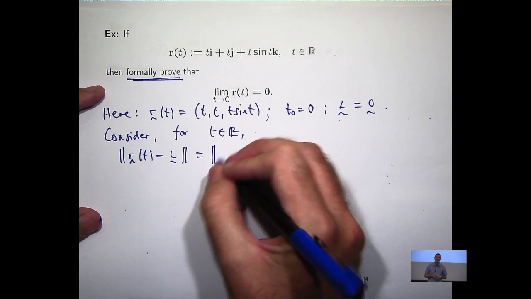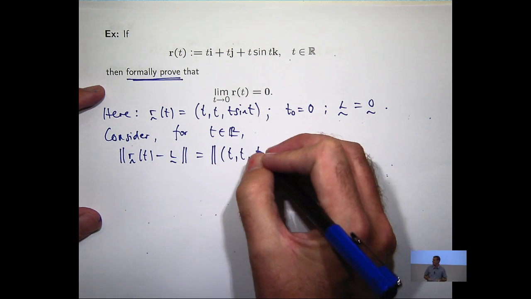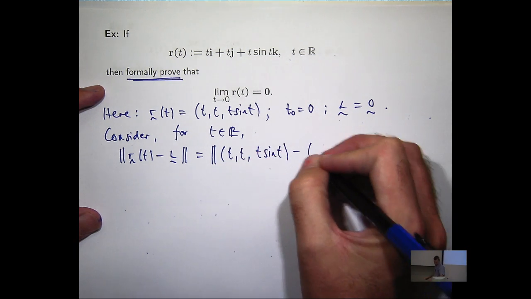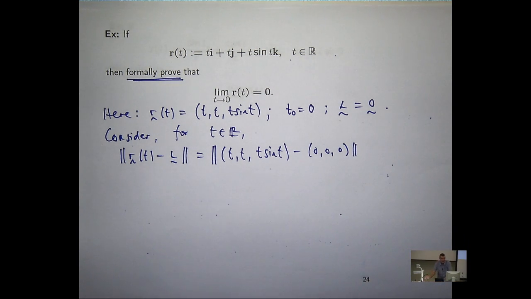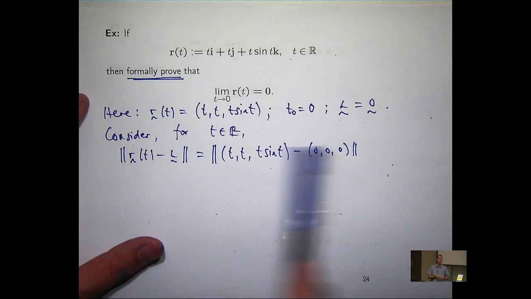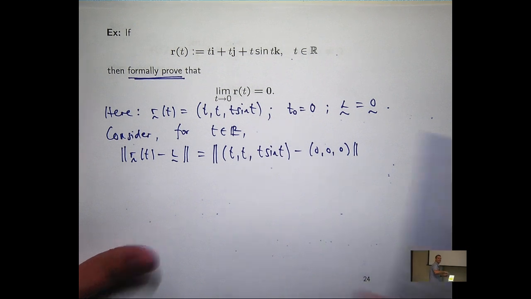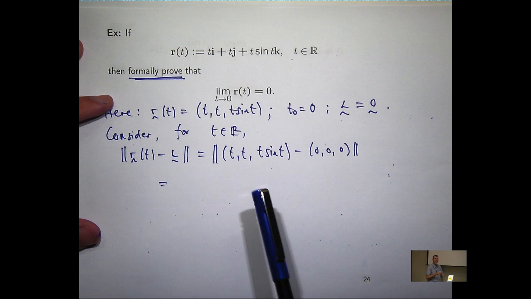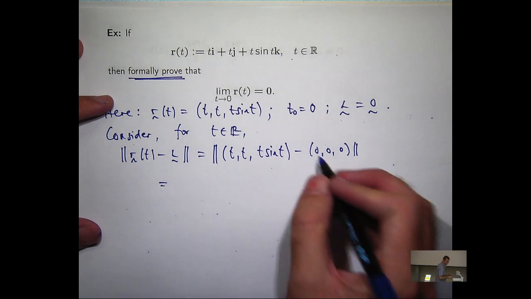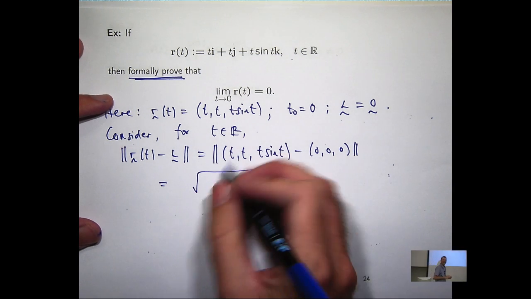All right, so it's t sine t minus 0, 0, 0. Now that's pretty easy to simplify. We've just got the 0 vector here, so we don't really need to do anything. But remember, we've got magnitude here, so we need to square each of the components, add them together, and take the square root. So the zeros aren't going to affect anything.